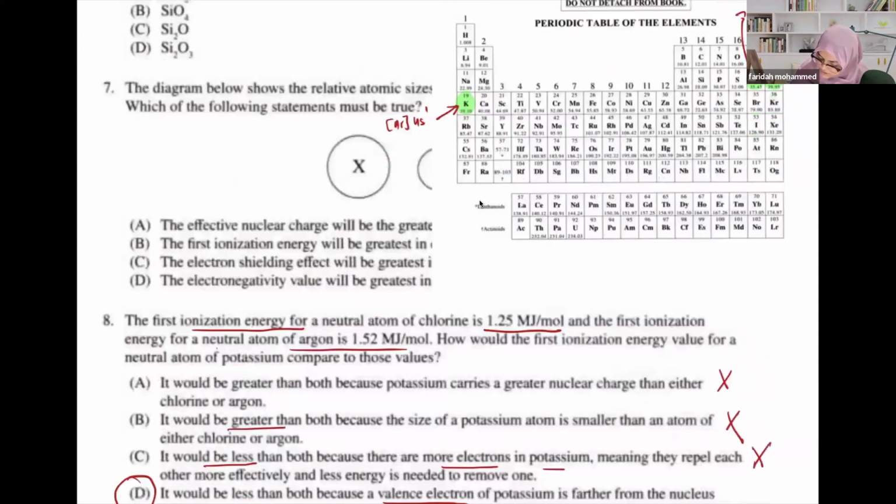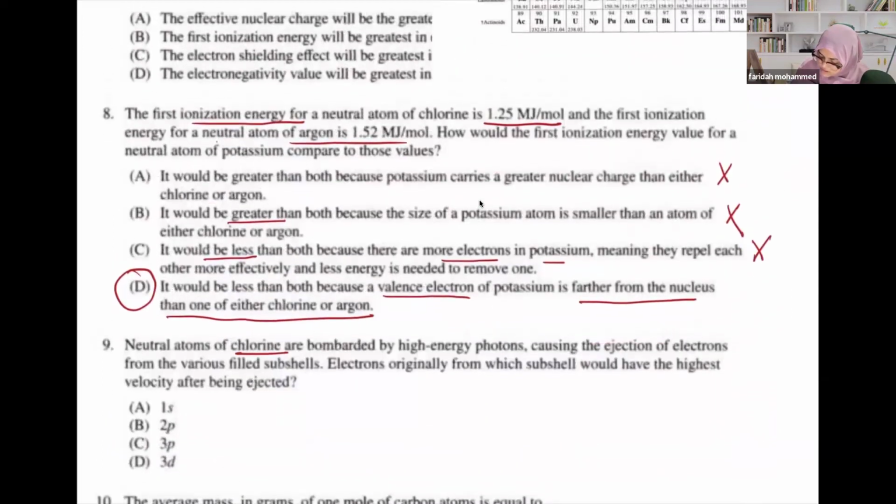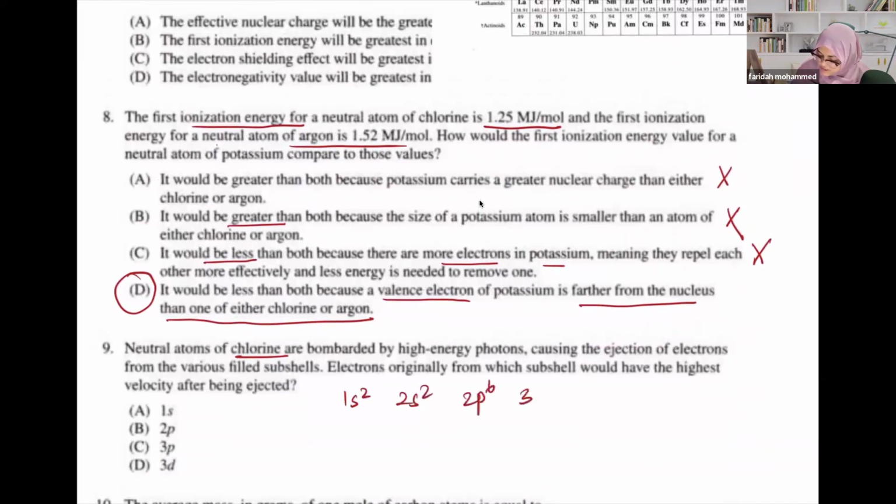So we have 1s2, 2s2, 2p6, 3s2, 3p5, right? That's the configuration. So what is the lowest energy? This is the 3p. So C.